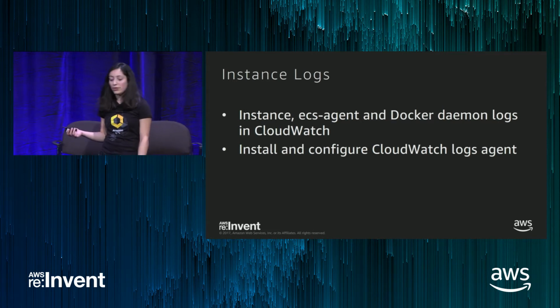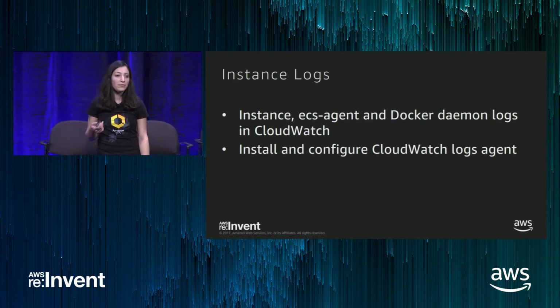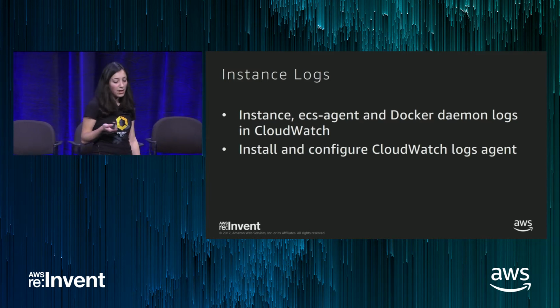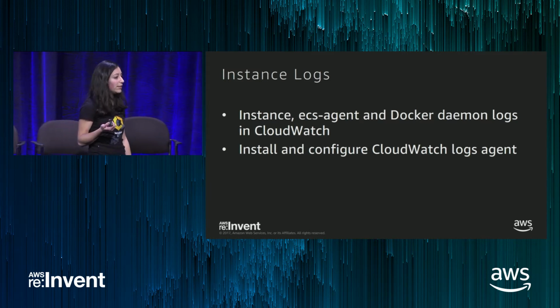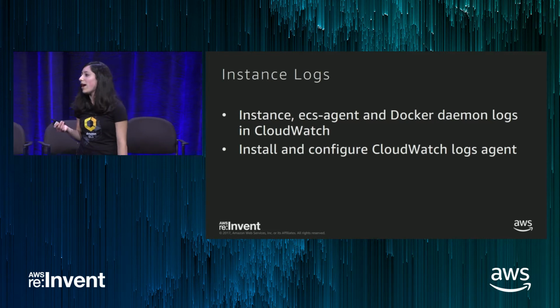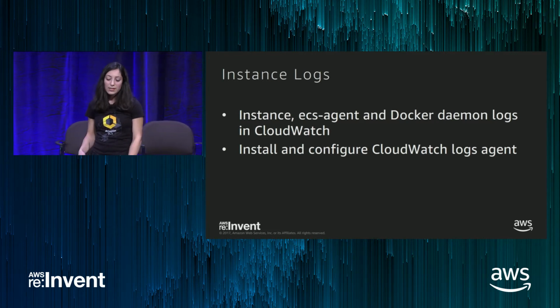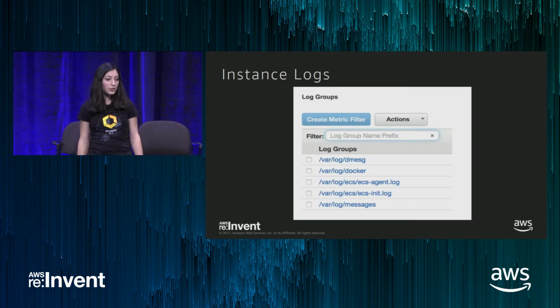And then all you have to do is just configure which logs you want forwarded to CloudWatch. So you can have instance, you can have Docker daemon, you can have ECS agent and ECS init logs. And these logs will have more details around your task failures. And this is what it will look like in CloudWatch. Once you have that configured, it just has your instance, Docker, and ECS logs.